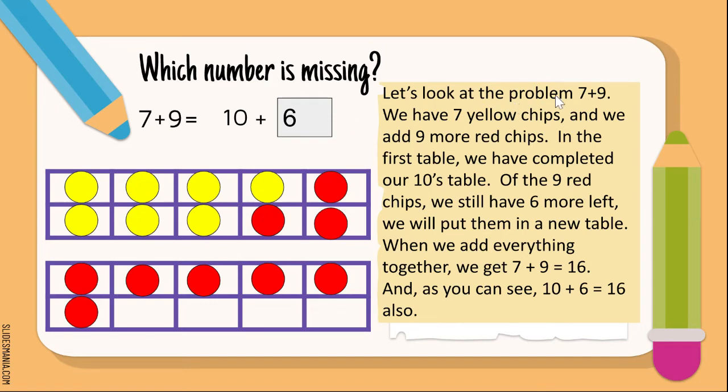Let's look at the problem 7 plus 9. We have 7 yellow chips and we add 9 more red chips. In the first table, we have completed our tens table. Of the 9 red chips, we still have 6 more left. We will put them in a new table right here. When we add everything together, we get 7 plus 9 equals 16. And as you can see, 10 plus 6 equals 16 also.